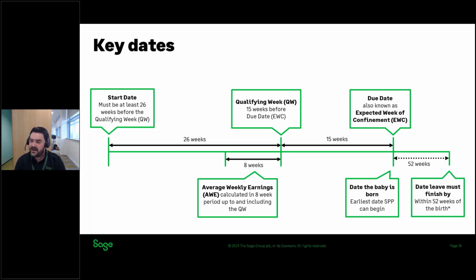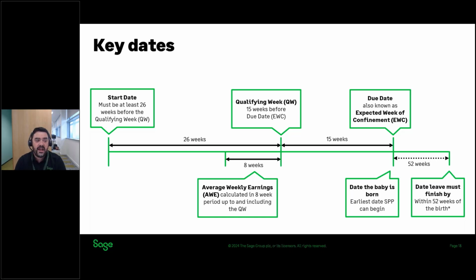Now, just to relate this to adoption, if you're the partner of someone who is adopting, you are usually entitled to statutory paternity pay adoption. The qualifying week would be replaced with the matching week in terms of adoption, and the date the baby is born can be substituted with the date of placement of the baby. But the other rules remain pretty much the same.